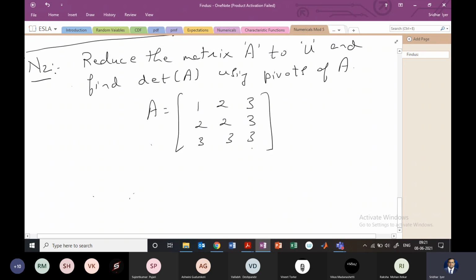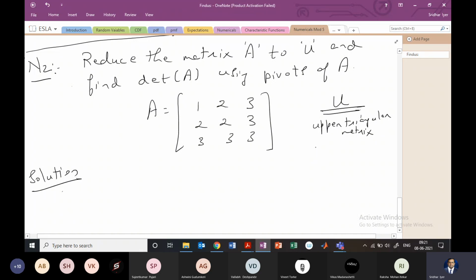So we can't find the determinant just by the usual method. We can't just take one here and then find its cofactors and then do it, because it says you need to reduce the matrix A to U and find the determinant of A using pivots of A, right? So what does this actually mean? This basically means the U stands for the upper triangular matrix, and the pivots are nothing but the elements in the diagonal, right?